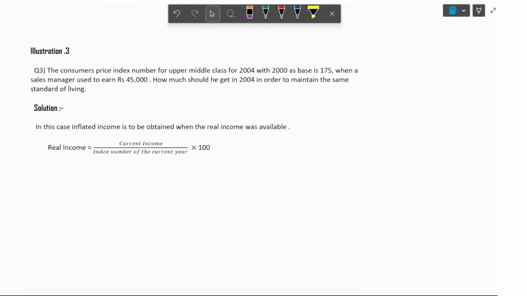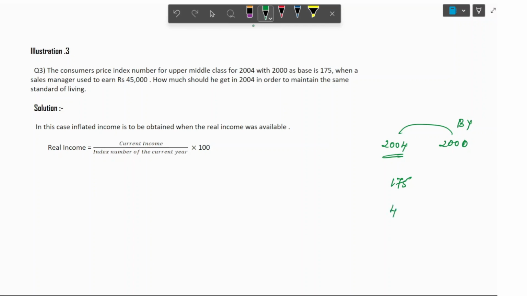Read the question. Question number 3. The consumer price index number, that is also a cost of living index number, of upper middle class of the year 2004 with 2000 as base is 175. Therefore, we will just write here to get an idea. 2004 and 2000. Base year is 2000 and you are comparing with the prices of 2004. What is the price index number or cost of living index number? 175. When a sales manager used to earn 45,000, how much should he get in 2004 in order to maintain the same standard of living?